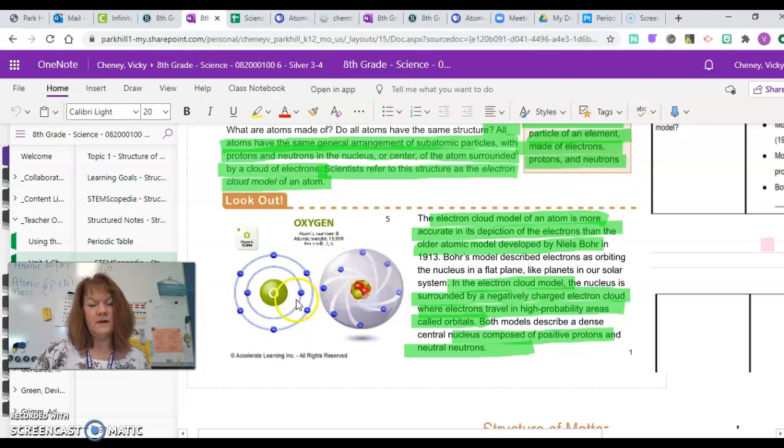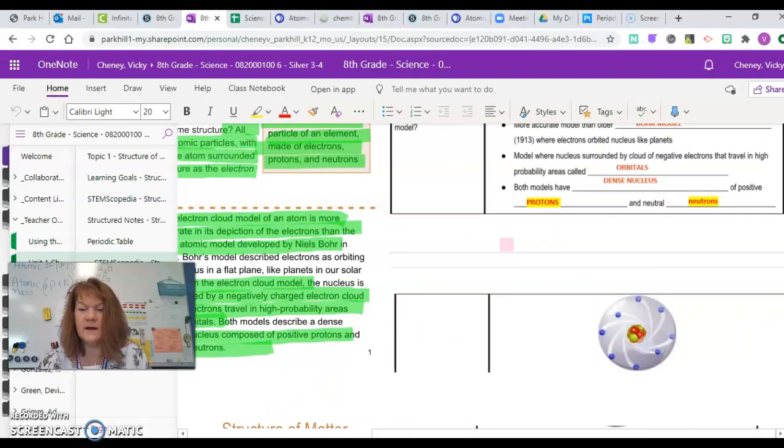I want you to notice here that we have this first orbital. Notice how there are just two: 1, 2, and this is an oxygen atom. So that means that this first orbital can only contain 2 electrons. This orbital here can contain only 8. We'll talk a little bit more about that.